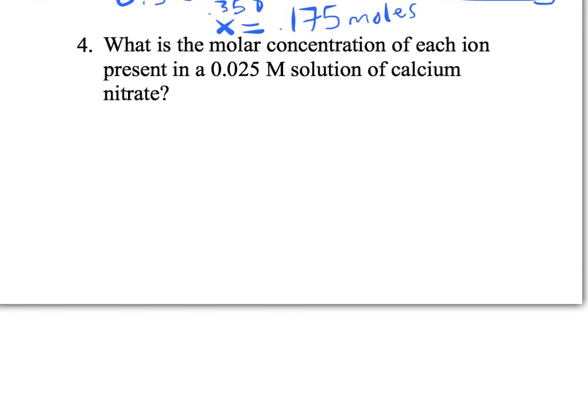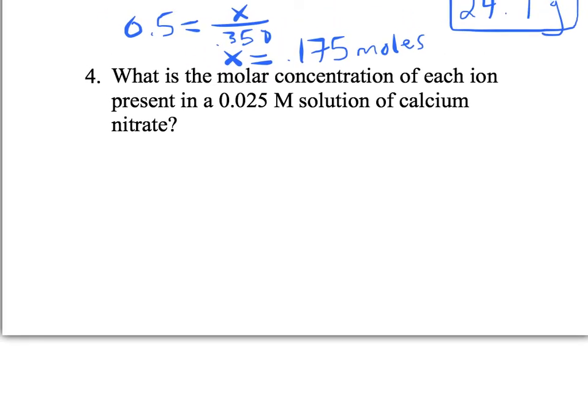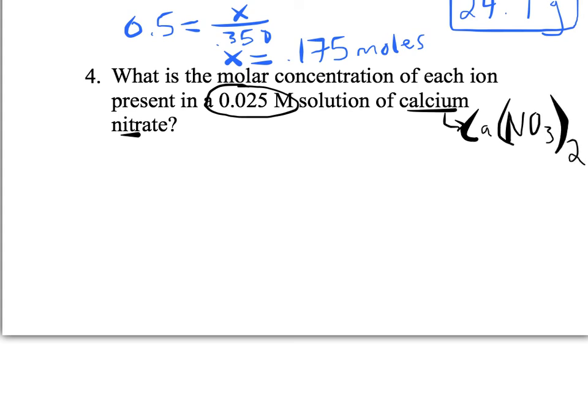So let's say number 4 says, what is the molar concentration of each ion present in a 0.025 molar solution of calcium nitrate? So again, first thing you need to do, if you're given a chemical name, convert it to the formula. Nitrate is NO3 with a -1 charge. Calcium has a 2+ charge. So we're going to need 2 nitrate ions for every calcium ion.